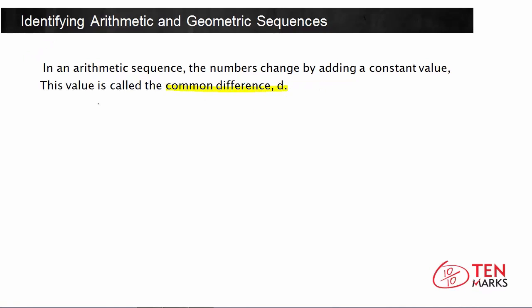Let's take a look at a sequence of numbers. Let's say you had 4, 7, 10, and 13. This is an arithmetic sequence, and we find the common difference by subtracting any two consecutive terms. 4 is the first term, 7 is the second term. If I wanted to find the common difference, I would use subtraction. 7 minus 4 equals 3. So the common difference for this arithmetic sequence, or D, is 3. As you can see, each of these terms increases by 3 from the previous term.